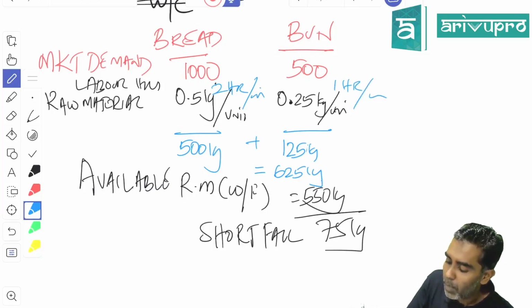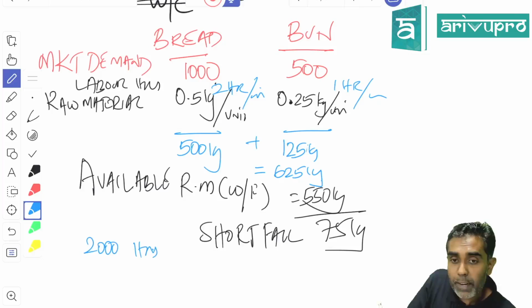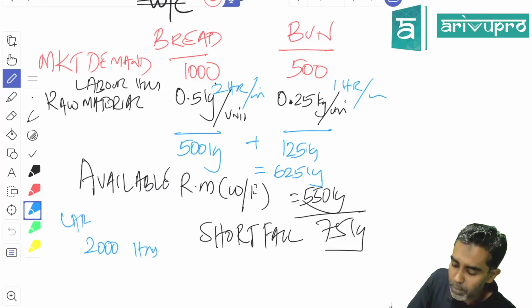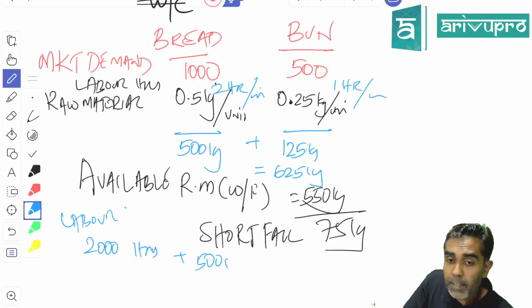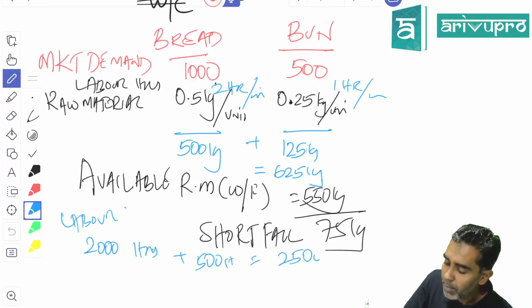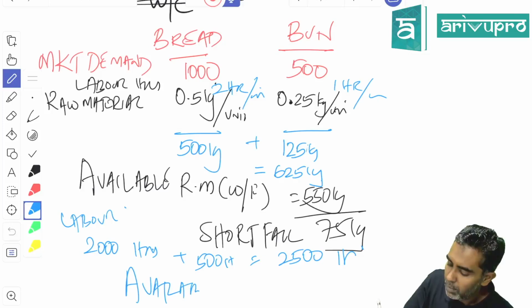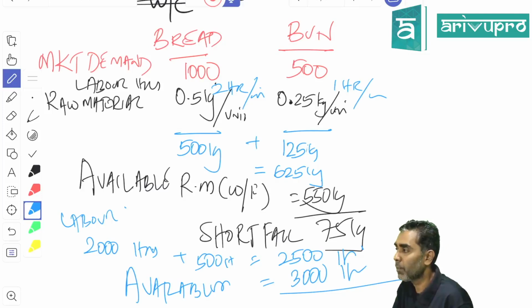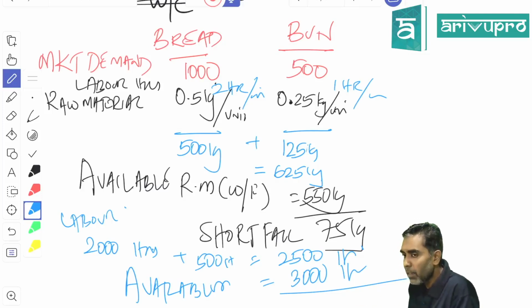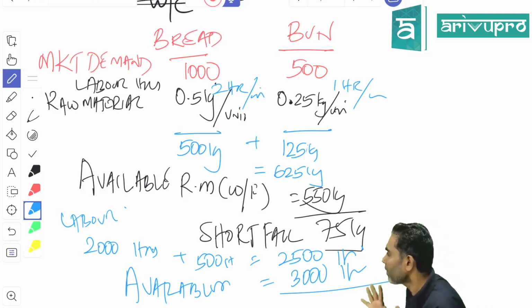What is the total labor requirement? For bread 2000 hours, for bun 500 hours, correct? Altogether 2500 hours are needed, but 3000 hours are available. Do you have shortfall resources or surplus resources? Will this factor block your smooth process? No. Then this is not a limiting factor.